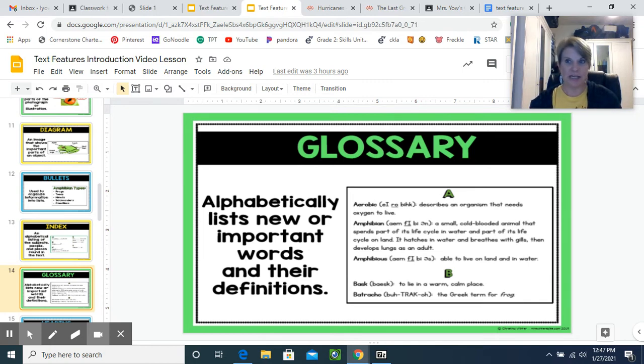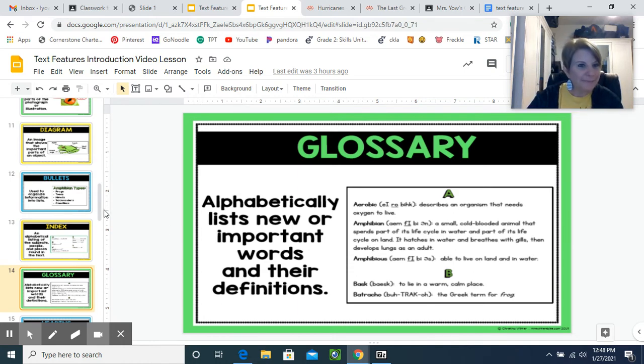A glossary is only going to have words in it that are from the book or the text that you're reading. So if I wanted to know what amphibian means, and I didn't know that before I read my story, I can turn to my glossary and find the word amphibian, and it's going to tell me it's a small, cold-blooded animal that spends part of its life cycle in water and part of its life cycle on land. It hatches in water and breeds with gills, then develops lungs as an adult.